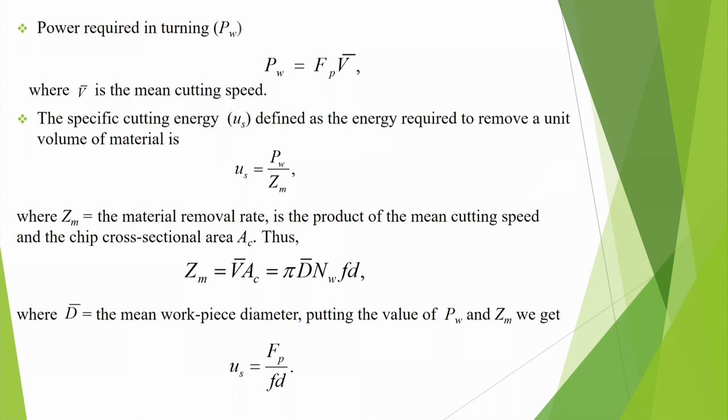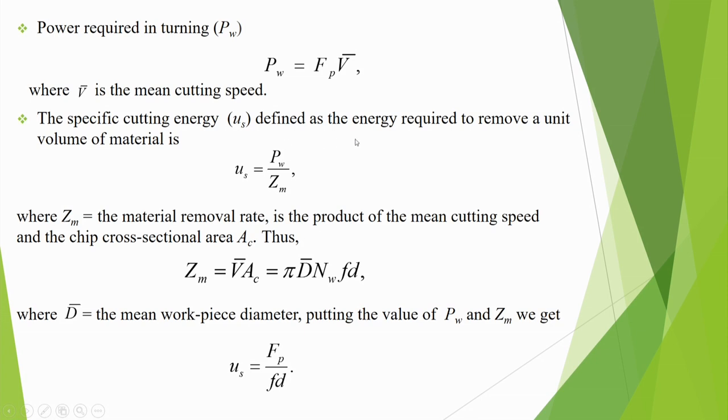Now, power required in turning, Pw, is equal to Fp into V, because the main cutting force gives the main power. Other force components are small, so Fp into V, where V is the mean cutting speed. The feed force may be very small, that will give some feed power. The radial component is basically a passive type of force, because there is no movement in the radial direction. So I am talking right now only about the main cutting power. Fp is the vertical cutting force multiplied by V, the mean cutting speed.